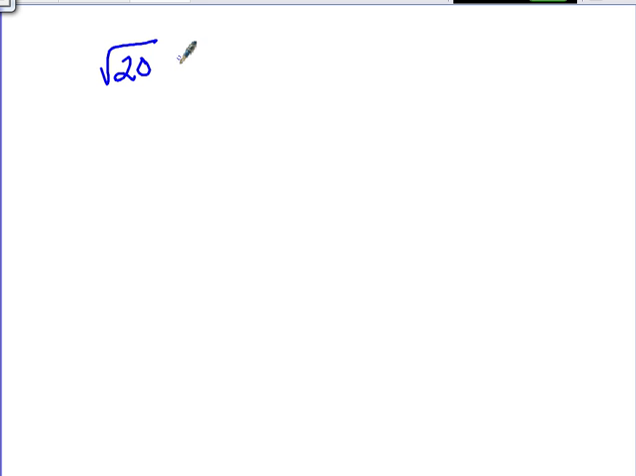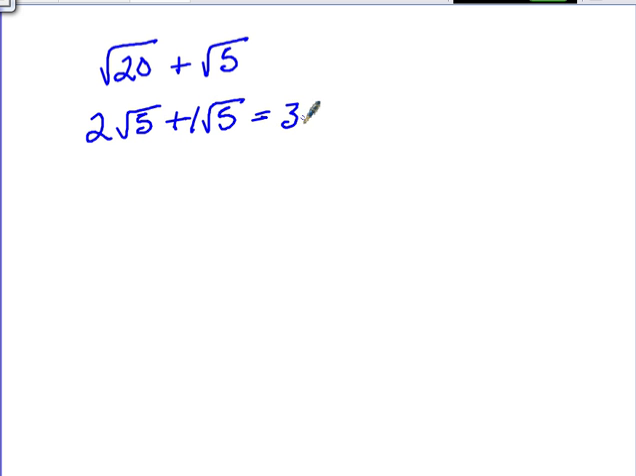Operations. Square root of 20 plus square root of 5 cannot be done unless it simplifies into something that has the same radicand. The square root of 20 is the square root of 4 times the square root of 5. Is everybody okay with the square root of 4s too? So square root of 20 is the square root of 4 times the square root of 5, plus the square root of 5. So now you have 2 root 5 plus 1 root 5, which is kind of like 2x plus 1x, which is 3x.